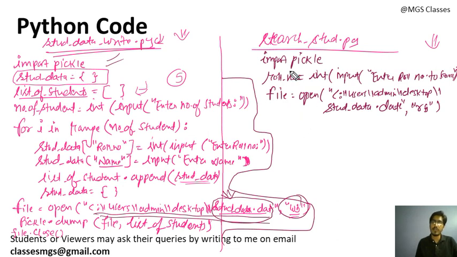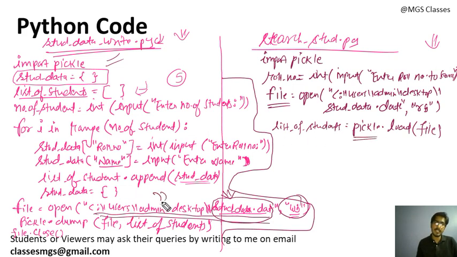Now what we need to do is load the list of students from this file. So the list of students will come from this file. You can use pickle to read the file, pickle.load, and then you simply pass this file pointer and it will give you the list of students that you inserted at the time of the dump method. It will give it to you as it is, a list object.